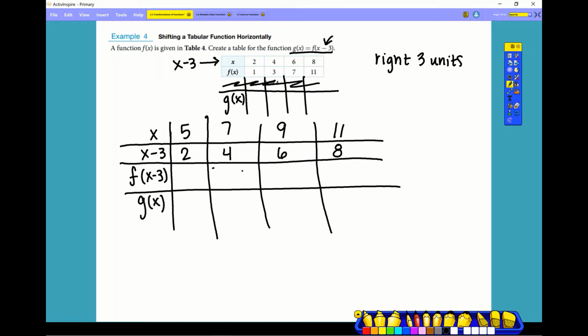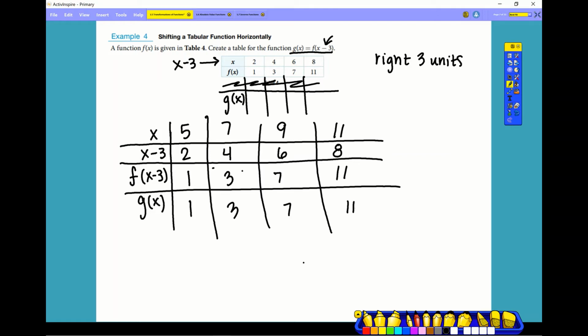So now our f of x minus 3, if you notice, since our x minus 3 are the tables from the value, our f of x minus 3 are going to be the tables from the value. So that makes g of x, which is equal to f of x minus 3, equal to that.